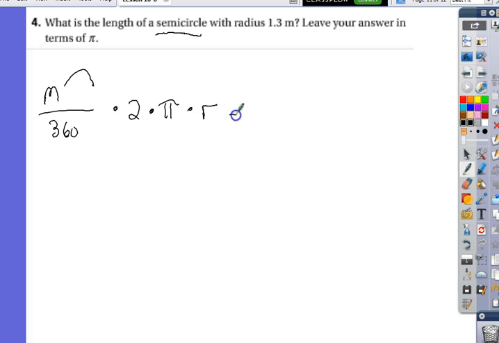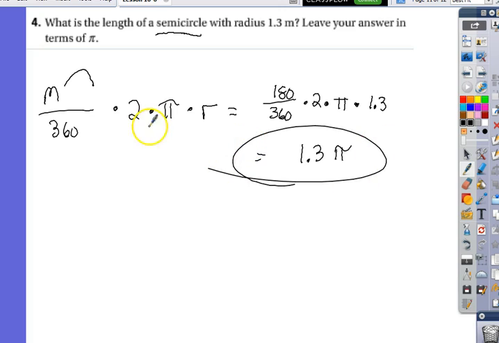All right, so what would the measure of a semicircle be? So that's going to be 180 over 360 times 2 times pi. What's the radius? 1.3. So I'm going to do 180 times 2 times 1.3 divided by 360 on my calculator, and that just comes to 1.3 pi. Remember, that's in meters. Everybody okay with that?